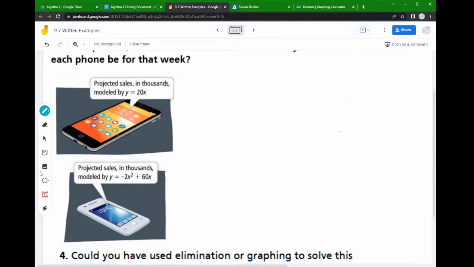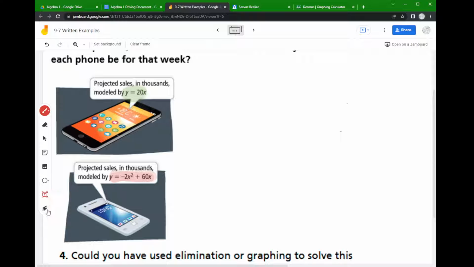Alright, so now that we know what our X and our Y stand for, let's talk about our phones. The fancy pants new phone has the equation Y equals 20x, and our old junky phone has the equation Y equals negative 2x squared plus 60x.